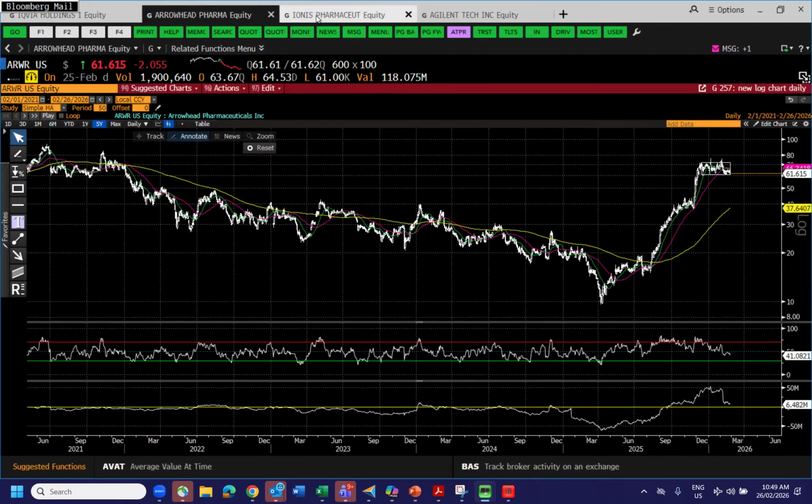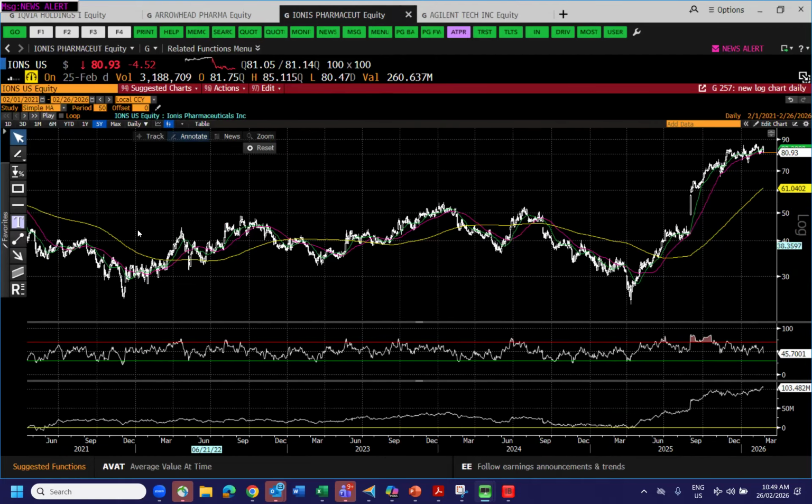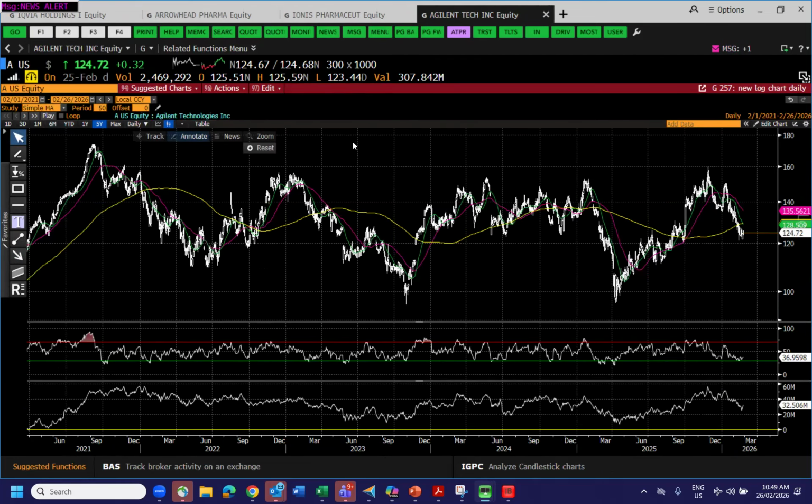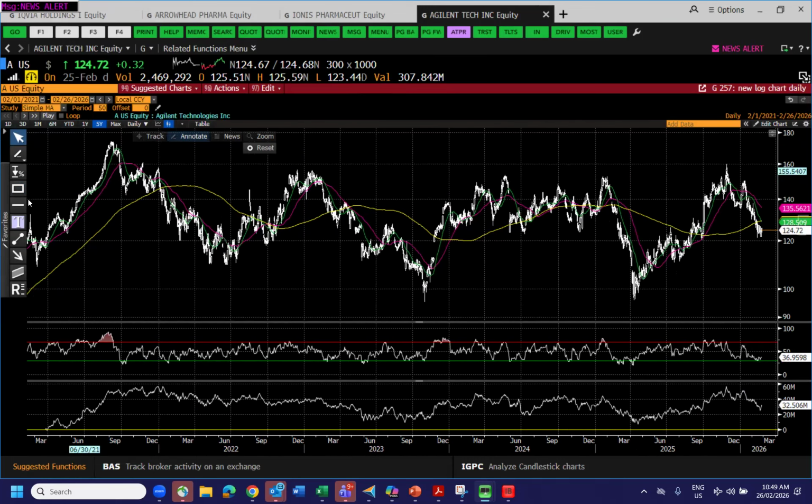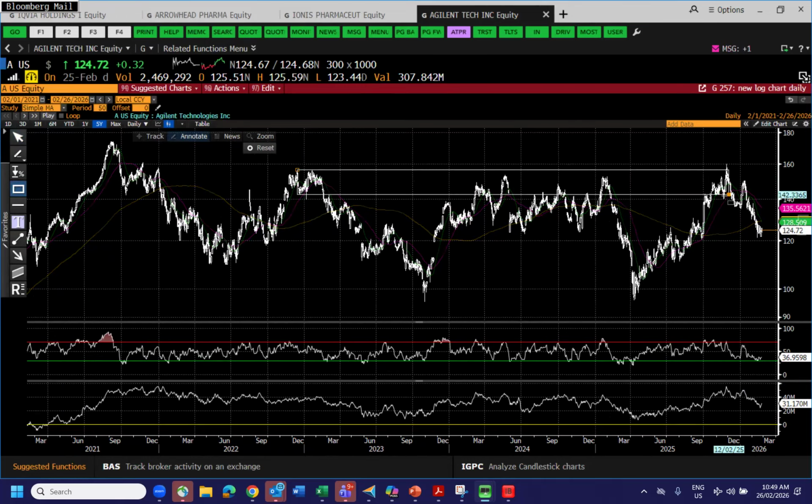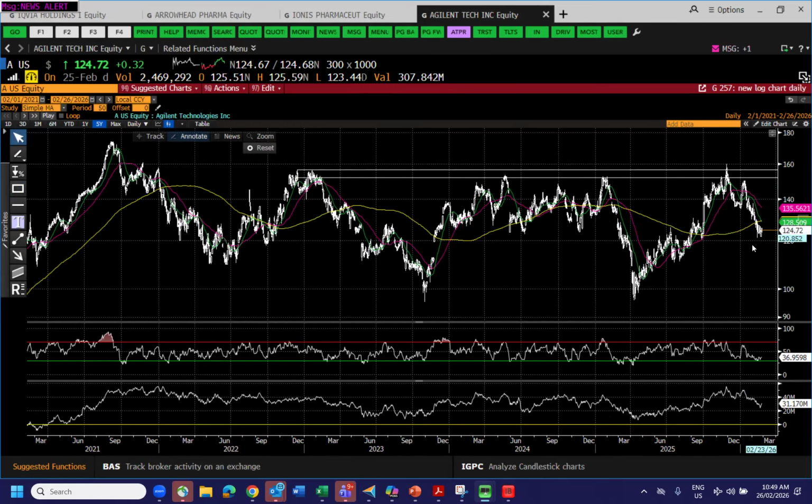Okay. Ionis? So another one with clear slowing upside here. Oh, wow. Okay. And Agilent? So also, we've been capped by this resistance zone here. The fall hasn't set up a divergence yet, and there's some support at 110.